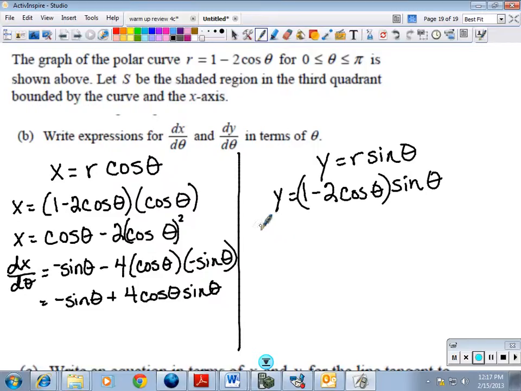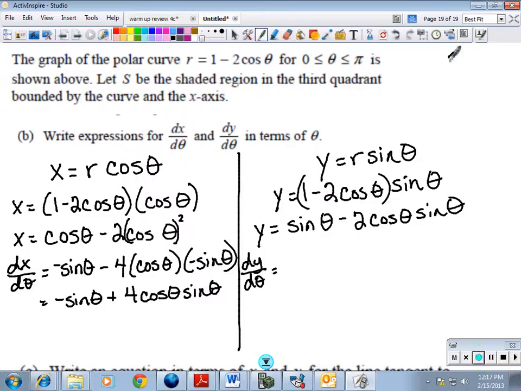Coming over to this one, I'm going to go ahead and distribute through. That would be sine of theta minus 2 cosine of theta sine of theta. The derivative here is a little more complicated because of this product rule. So it's dy d theta. Let me just do this. This makes my life so much easier.